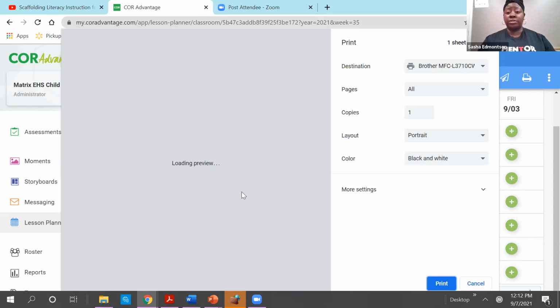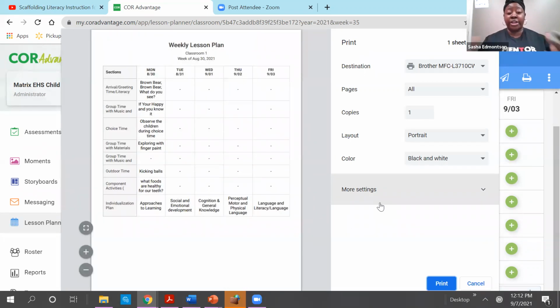And then you can also share with your teaching partners, or if you want to share it with your center director or even your child developmental specialist, that is when you want to use that share option. But this is what your lesson plan would look like when it's completely filled out. Please make sure that you do complete your lesson plans, and they are due by Monday of the following business week.